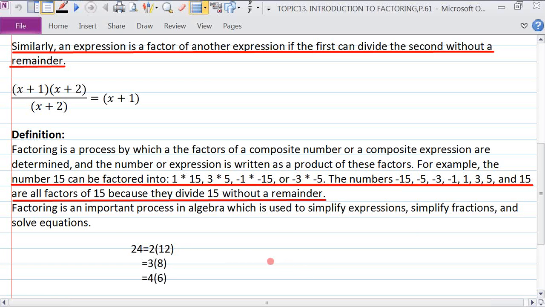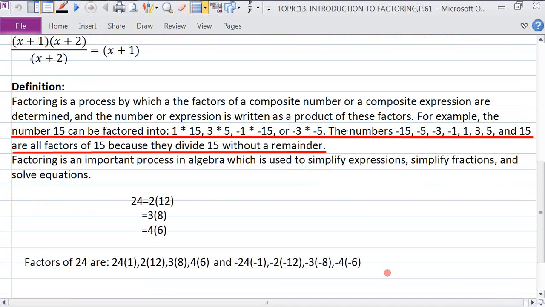So that's very, very important. And factoring is a process in algebra which is used to simplify expressions, fractions, and solve equations. If we take, for example, the number 24, you can see that we can divide 2 into it, 3 goes into it with a remainder, 8, 4 goes into 24 six times. So here we have 24 times 1 gives you 24, 2 times 12, 3 times 8, and 4 times 6. We can take the negatives of these also.